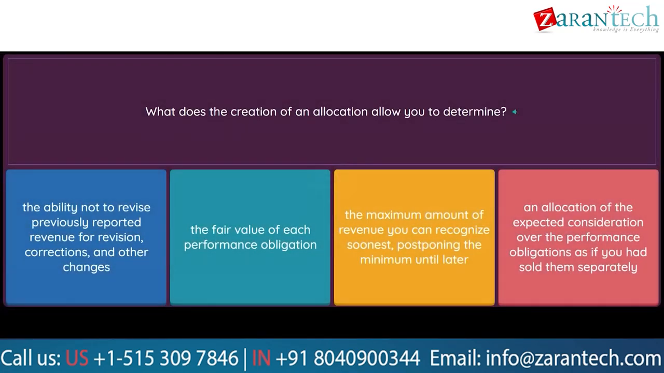Question, what does the creation of an allocation allow you to determine? Option 1, the ability not to revise previously reported revenue for revision, corrections, and other changes. Option 2, the fair value of each performance obligation. Option 3, the maximum amount of revenue you can recognize soonest, postponing the minimum until later. Option 4, an allocation of the expected consideration over the performance obligations as if you had sold them separately.